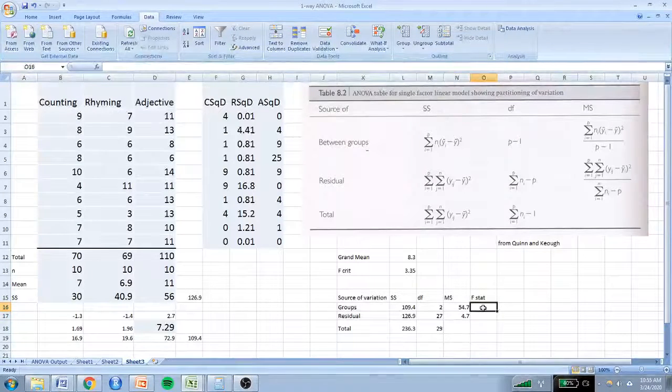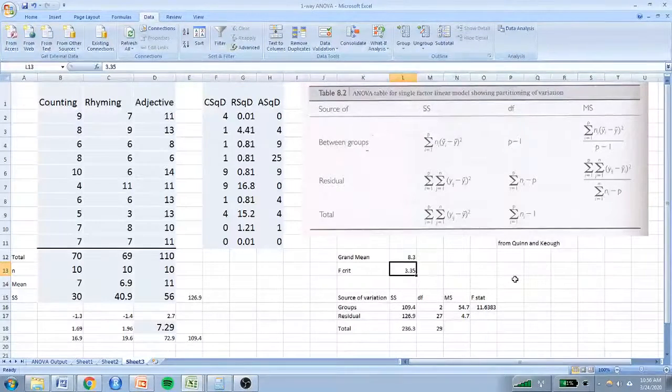So now for your F-statistic, all you're going to do is divide group by residual. There's our F-statistic. You did it. Now we compare our F-statistic to our critical value. If your F-statistic is greater than your F-crit, you must reject the null, right? So here, we have a larger F-statistic than critical value.